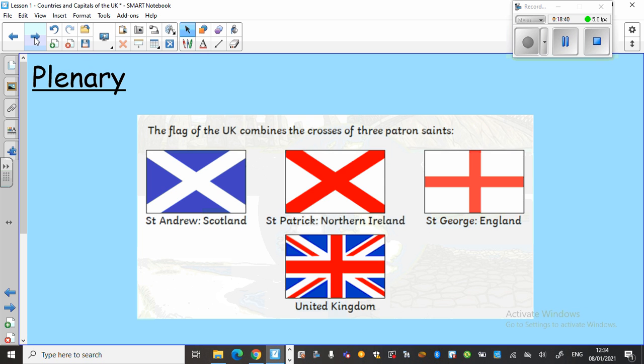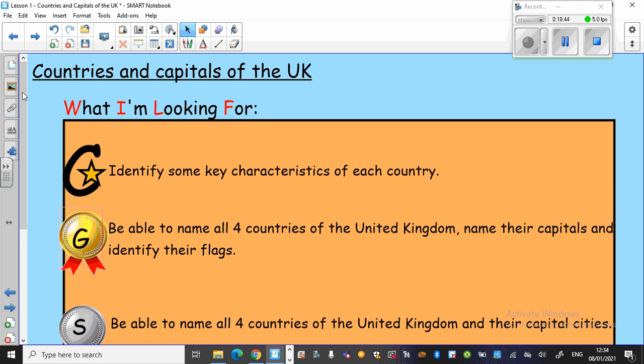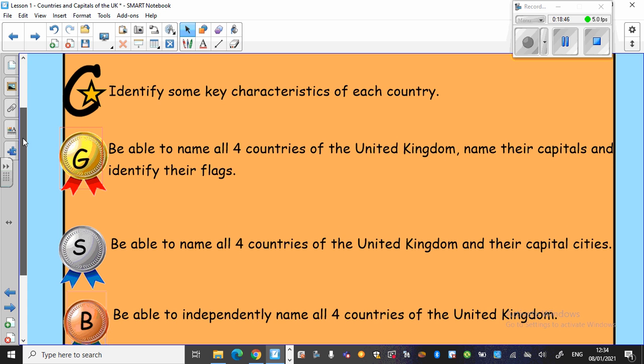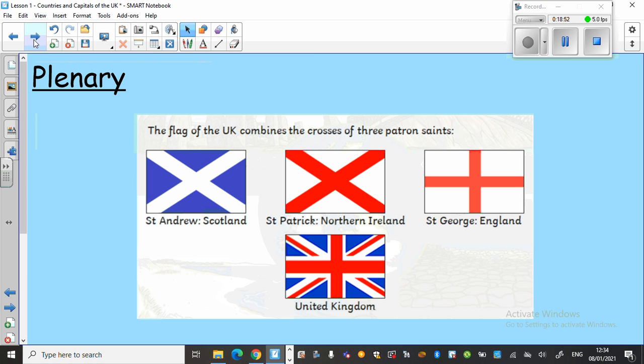Okay, I'm just going to move forward onto the plenary. Before we do that, just make sure that you WILF your work if you've done bronze, silver, gold, or challenge. Well done. I really hope lots of us went for challenge today, especially because we had that waggle there. And the plenary today is just to sort of talk about the flags, really, because I always find this quite interesting.